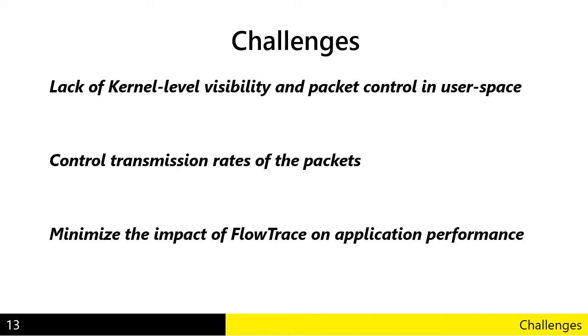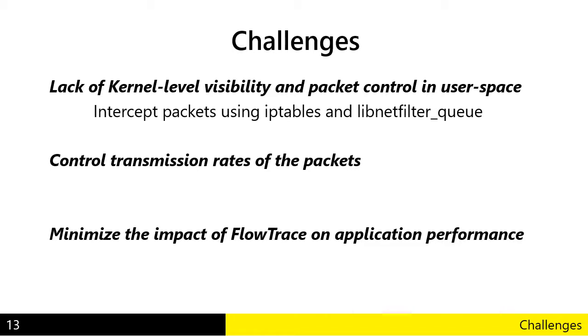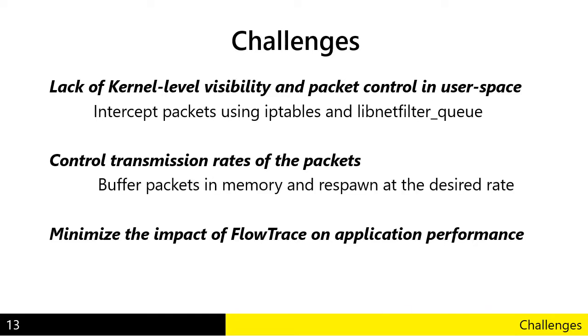So based on this discussion, we solve these challenges as follows. We get over the issue of lack of kernel level visibility by configuring IP table rules and intercepting packets using these rules via NFQ. To control the transmission rates of the packets, we buffer the packets in memory. Whenever a packet is received by the queue, we ask the queue to drop the packet. We record the metadata of the packet in user space so that we can later respawn or transmit these packets at whatever rate we desire.